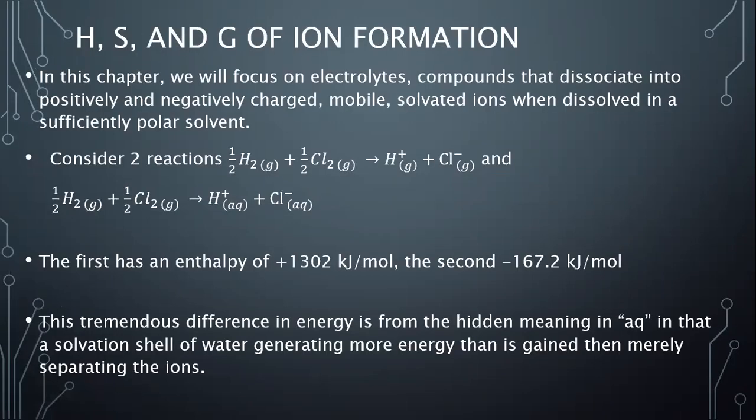First, before we get too far into this, we need to consider the enthalpy, entropy, and Gibbs free energy of ion formation. What does it take to form an ion in solution? So focus on the electrolytes, the compounds that essentially dissociate into positive and negatively charged mobile solvated ions. We consider them dissolved in a sufficiently polar solvent.